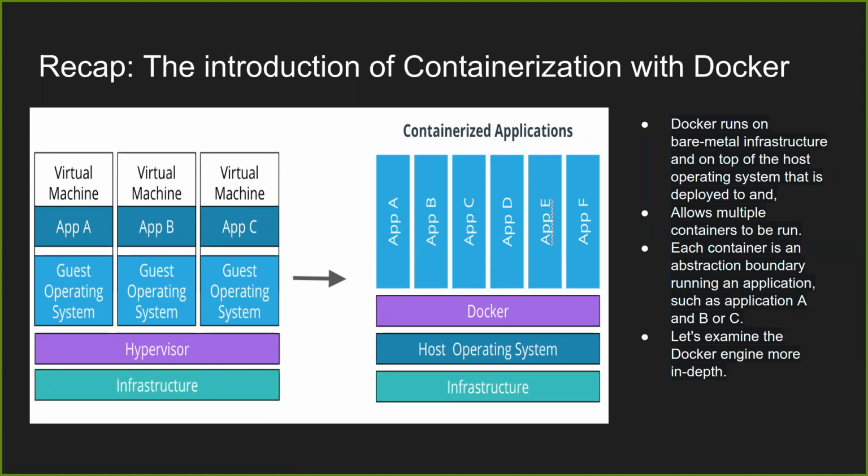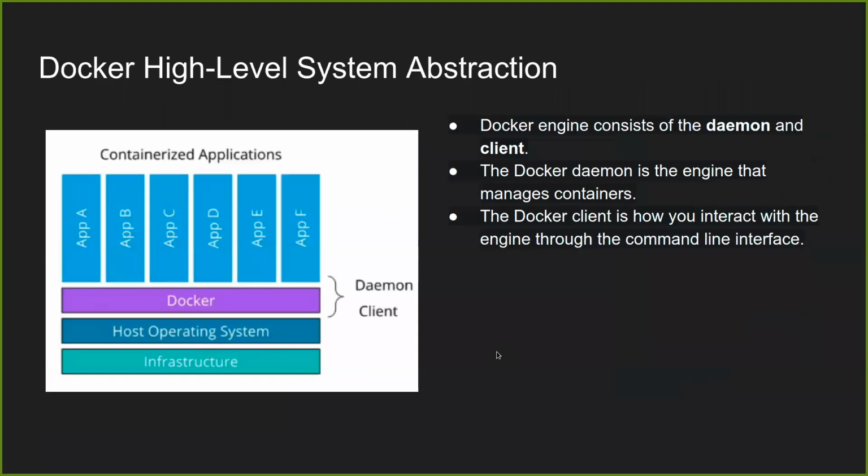And for the sake of understanding Docker, let's examine the Docker engine in depth, which sits between the containers and the host operating system. We all know that the Docker engine consists of the Docker daemon and the Docker client. The daemon is the one that runs in the background, while the client is the one you use to interact with your daemon. The daemon predominantly manages the containers, and the client is how you interact with your engine through the command line interface.